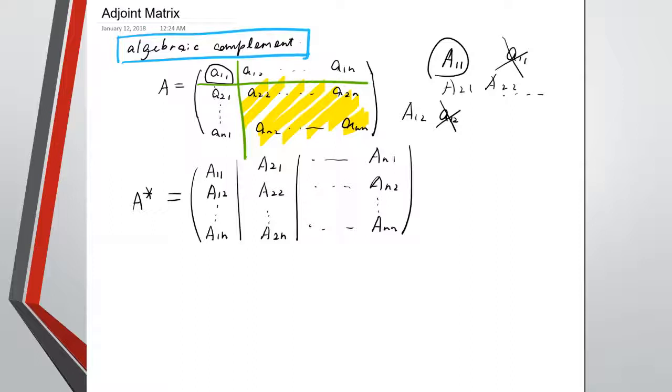And here, the A1j we have talked about is the algebraic complement. Yes, it's the algebraic complement.